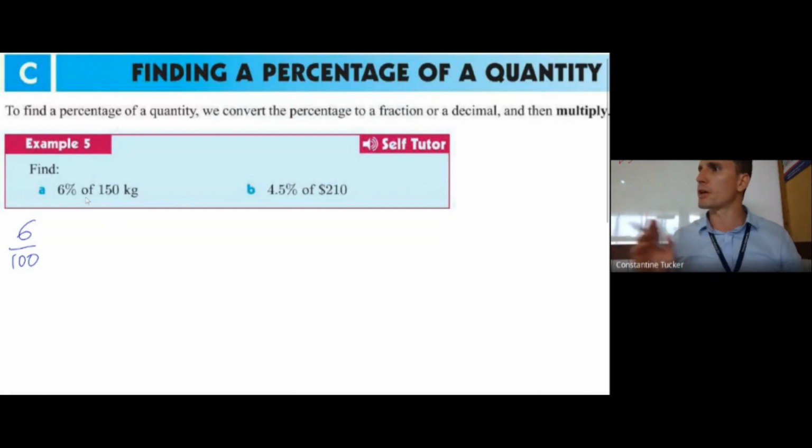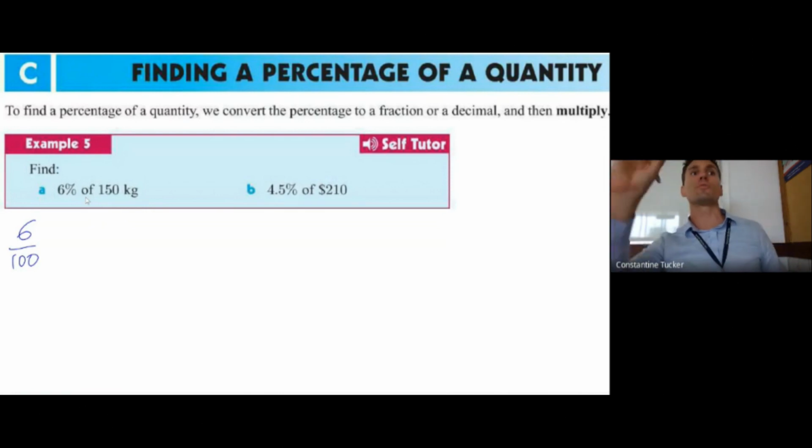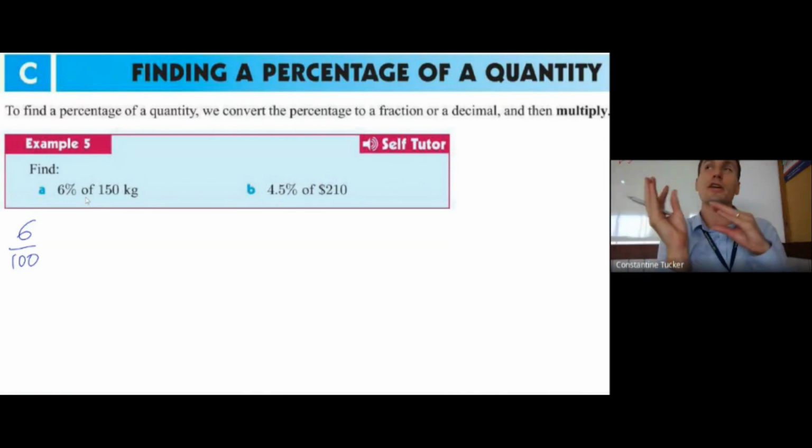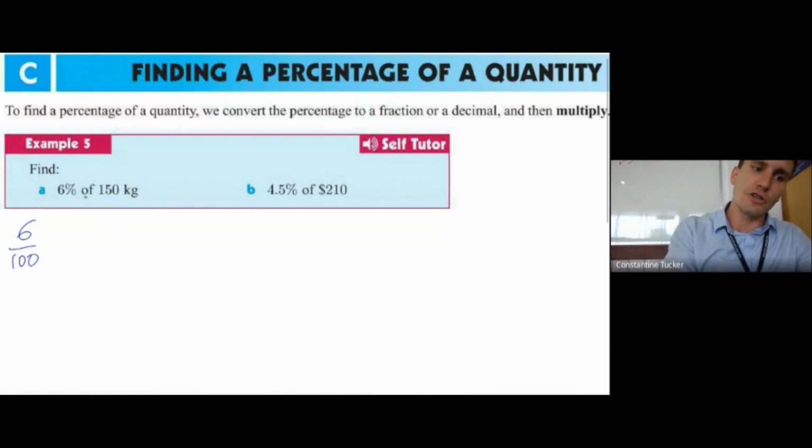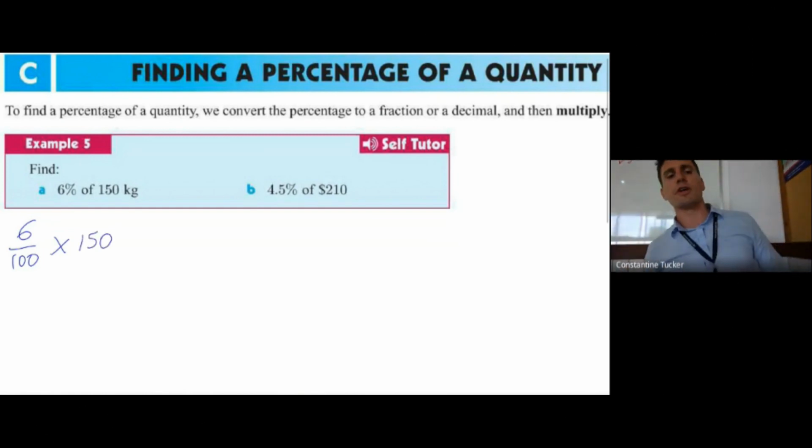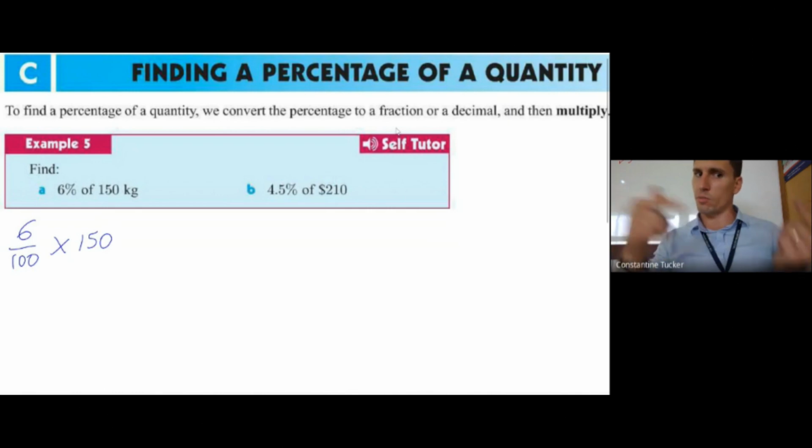The of in maths becomes? Okay, somebody else who knows how to change of in maths when they say of? Multiplication. Excellent. Nicely done. So 6/100ths of 150 we translate into 6 over 100 times 150. So here we go. This is one of the ways we do this. This is the method where we convert the percentage into a fraction and then we multiply.